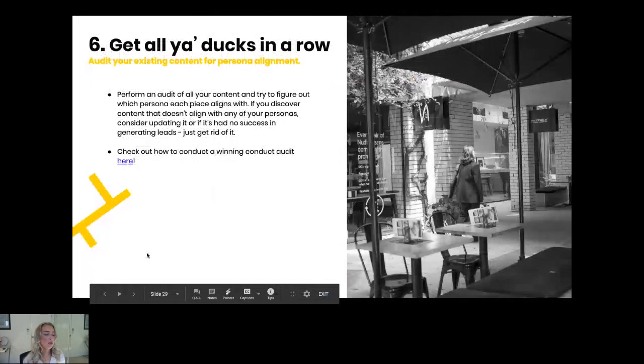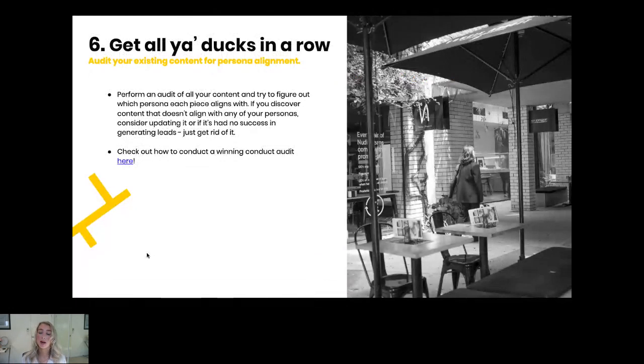As well as this, you can audit your existing content for persona alignment. And I say you could, I mean you should. I think it's super important. So perform an audit of all of your content and try to figure out which persona each piece aligns with. If you discover content that doesn't align with any of your personas, definitely consider updating it. Or if it's had absolutely no success generating leads whatsoever, 100% get rid of it because it's just sitting there stagnant and there's no point in it being there. I've attached an article there about how to conduct a content audit. Content audits can be quite fiddly, so it's just a really good example of how you can do that and why they're so important.